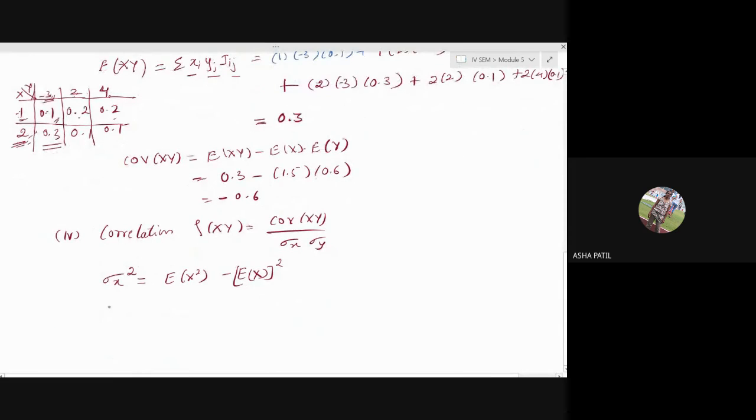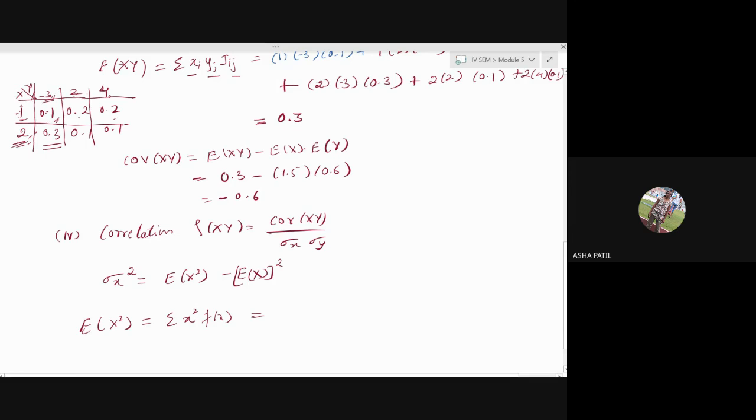If you want to write it separately, expectation of x square. Can you tell the formula for expectation of x square? Summation of x square into f of x. Expectation of x means summation of x into f of x, right? Now instead of x you have x square, that means you'll go for x square into f of x.